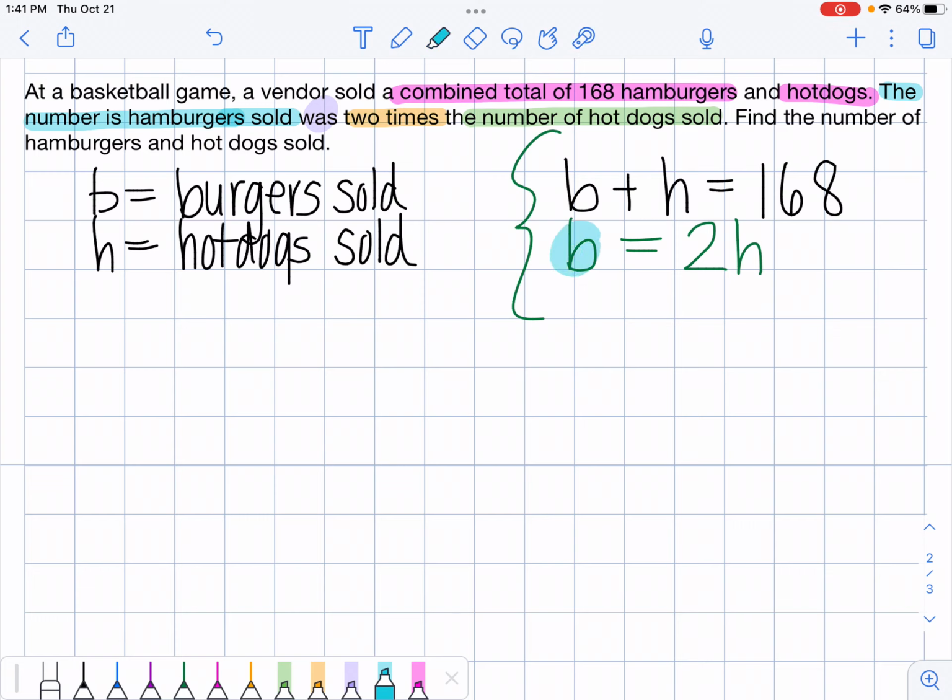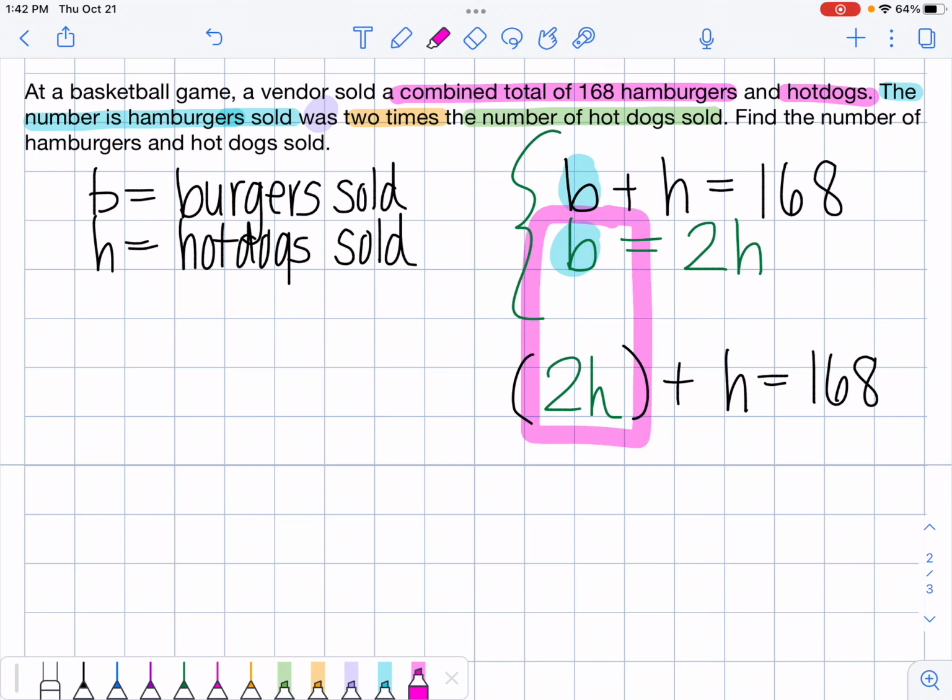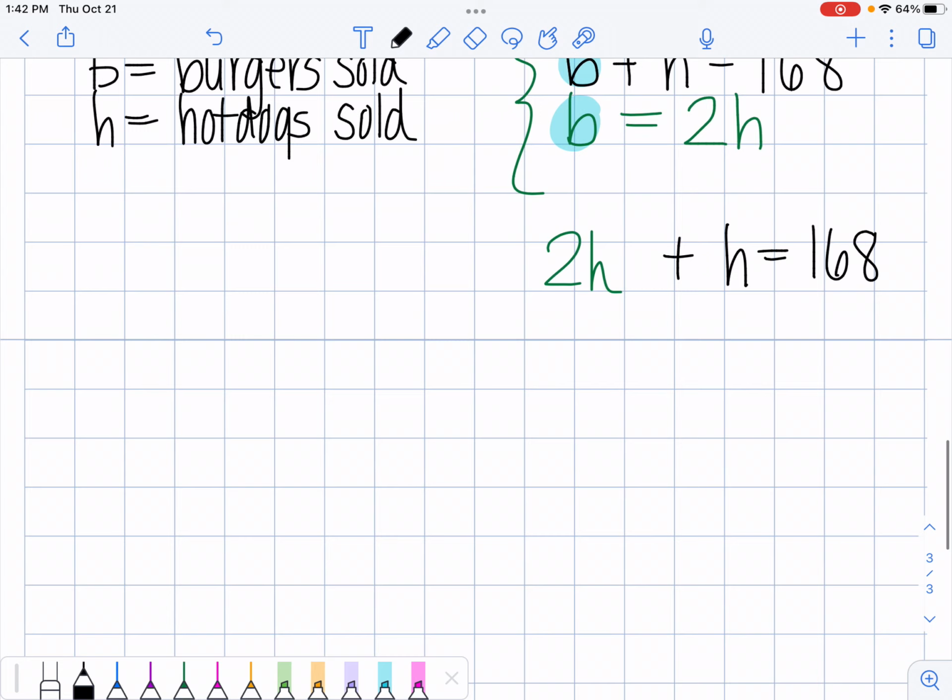So wherever I have a B up here, I can plug stuff in. So in my second equation, I'm going to use my skeleton. I'm going to say my B value plus H is equal to 168. Now my B comes from the second equation. So down here, the B is equal to 2H. So this 2H is the part that goes here, because remember, B is equal to 2H. Once I plug that in, I can drop my parentheses as long as there's nothing outside of it where I have to do any multiplying, and I can solve.